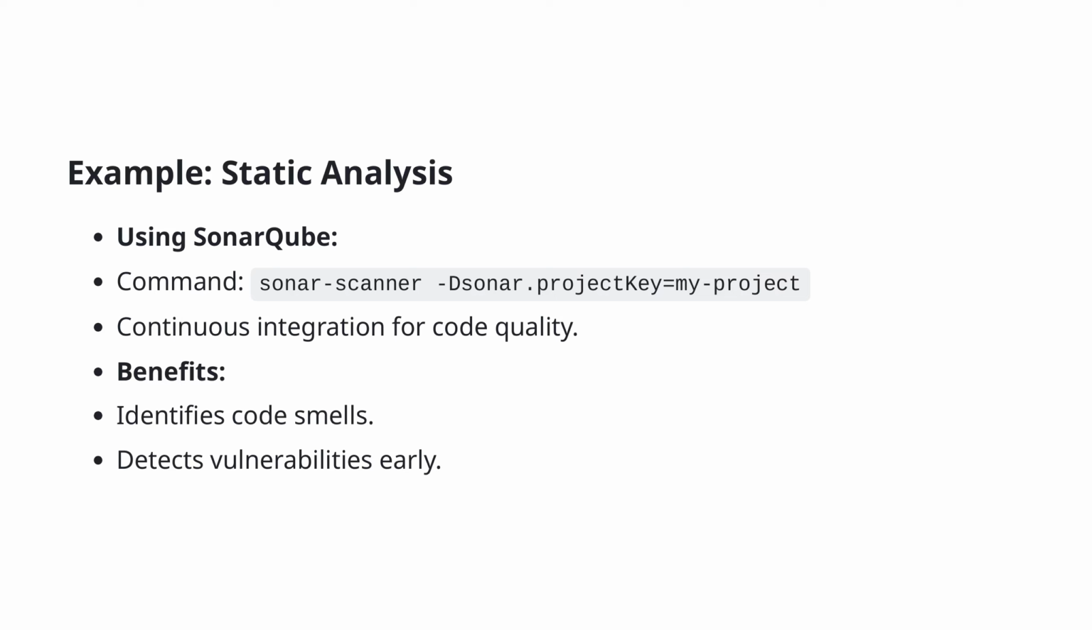In this example slide, we'll be focusing on the usage of static analysis with SonarQube. The command sonar-scanner -Dsonar.projectKey=my_project is used to initiate your project. By integrating SonarQube into your continuous integration pipelines, you can monitor code quality consistently. The benefits of using SonarQube for static analysis include the identification of code smells, which are indicators of deeper problems in the code, and early detection of vulnerabilities. This proactive approach helps in maintaining high code quality and enhances the overall security posture of your applications.